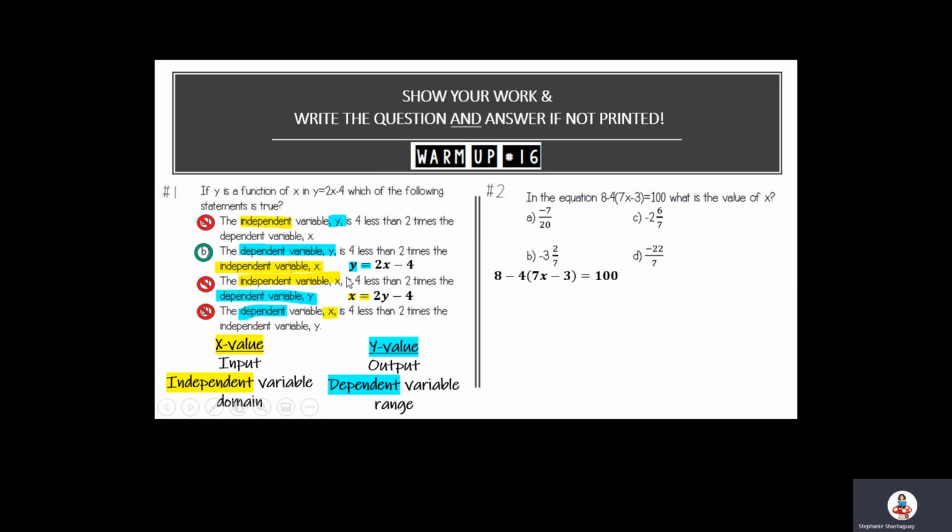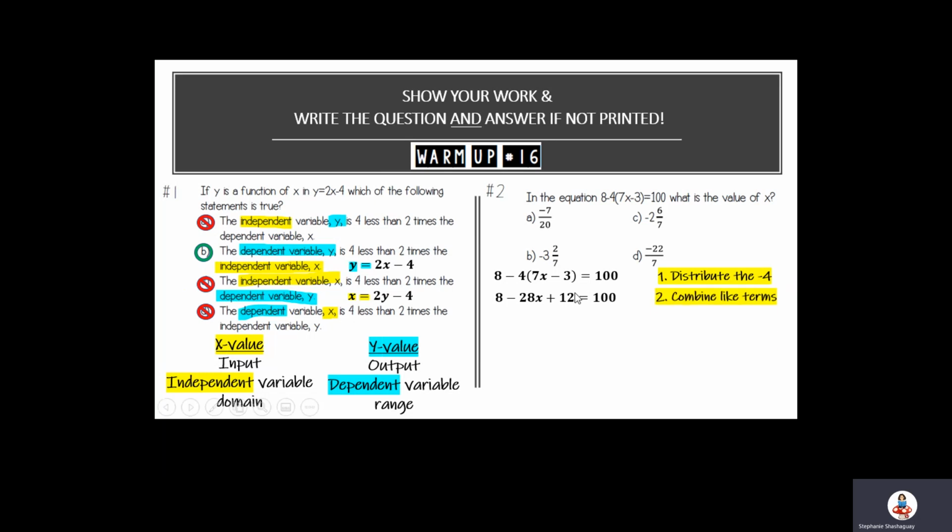All right, number 2, I have this equation 8 minus 4 multiplied by 7x minus 3 equals 100. What is the value of x? So I had to distribute that -4 to each term in the parentheses. -4 times 7x is a -28x, and -4 times -3 is a +12. So that is equal to 100.